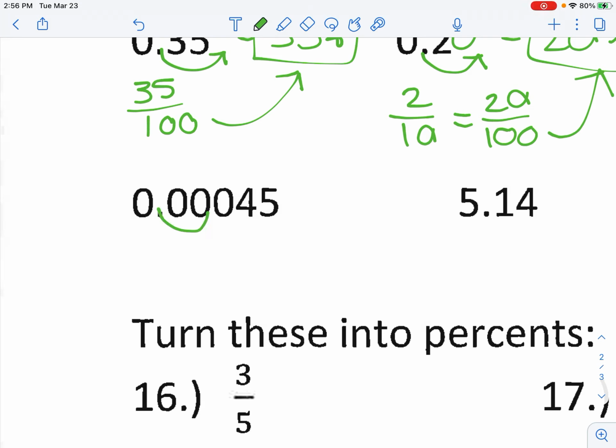Slide that decimal 2 places to the right. That equals 0.045%.